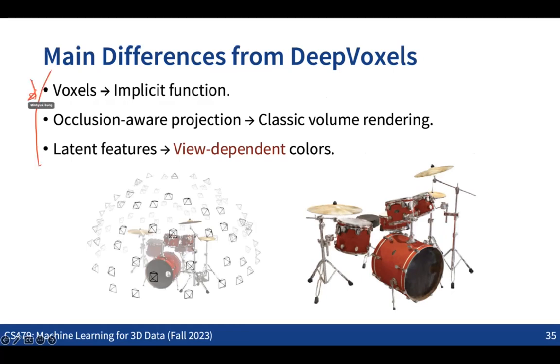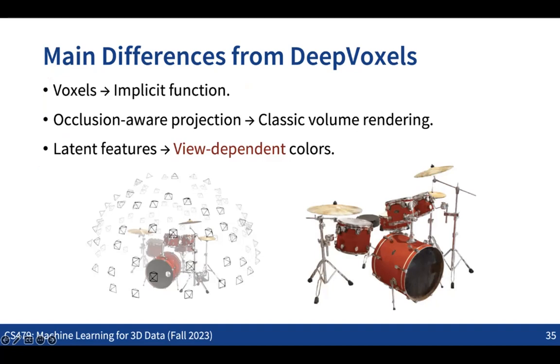As we have seen, one limitation of DeepVoxels is that we are using the voxel representation, right? And we want to have some kind of implicit function as the final output. So that's one major change that we are going to make. The second change is replacing the occlusion-aware projection with the classical volume rendering equation that satisfies all the physical constraints that we're going to see.